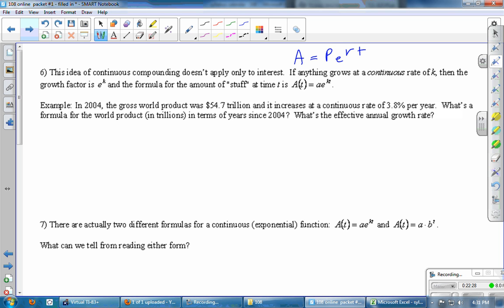In 2004, the gross world product was 54.7 trillion, and it increases at a continuous rate of 3.8% per year. What's the formula for the world product in trillions in terms of years since 2004? What's the effective annual growth rate? Okay, so we'll start with our A e to the kt.